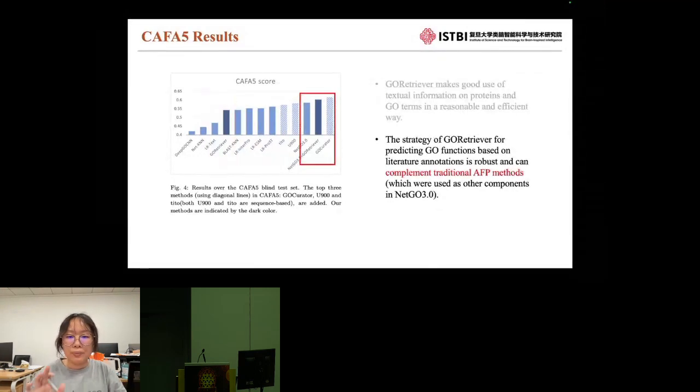However, after incorporating GORetriever with NetGO3, it shows great performance. You can see that it is just behind GOCurator in first place, and it demonstrates that GORetriever can complement the traditional AFP methods.